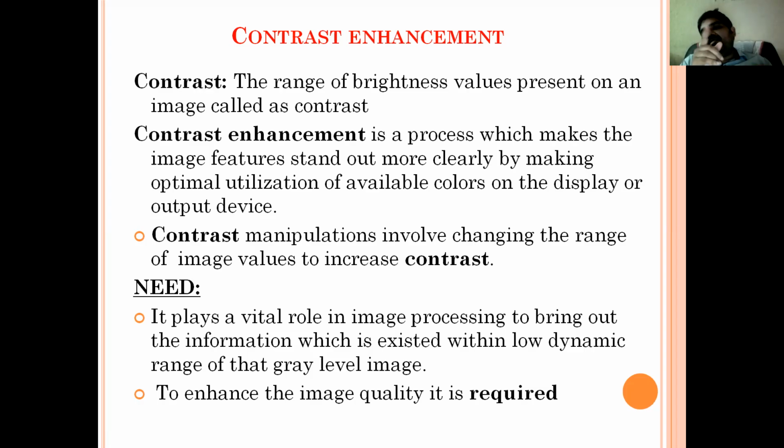What is the normal minimum and maximum? 0 to 255 is the minimum and maximum range. But for one particular image that you want to study, the range of brightness values is called contrast. Sometimes there will be a need to enhance that contrast for better understanding and better interpretation of the image quality. In such cases, we should go for enhancement.